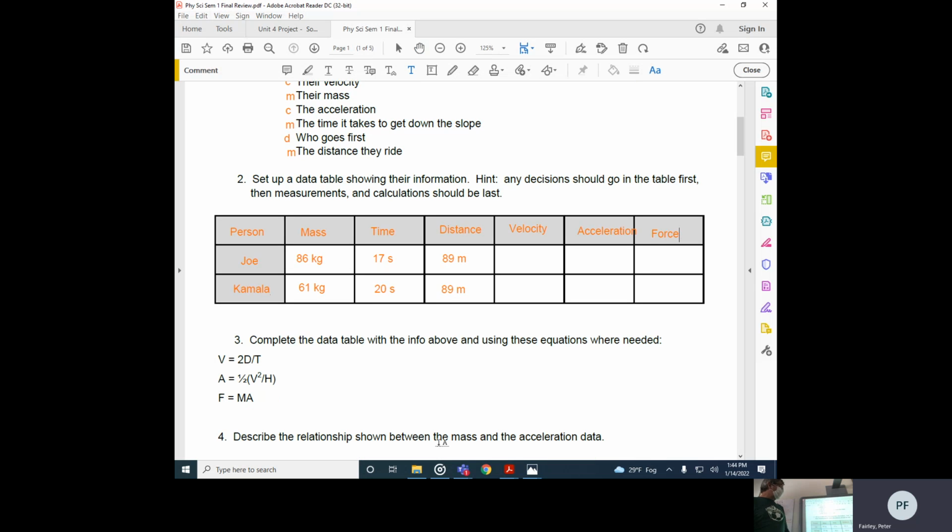Next, look at question 3. It gives you the formulas, and I will give you these equations. You just have to know how and when to use them. So you get these equations to fill in velocity, acceleration, and force. So go ahead, get out your calculator and start calculating. V equals 2d over t. What's V? Velocity. What's d? Distance. What's t? Time.